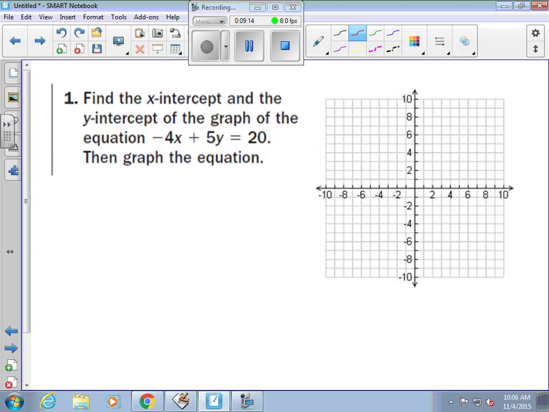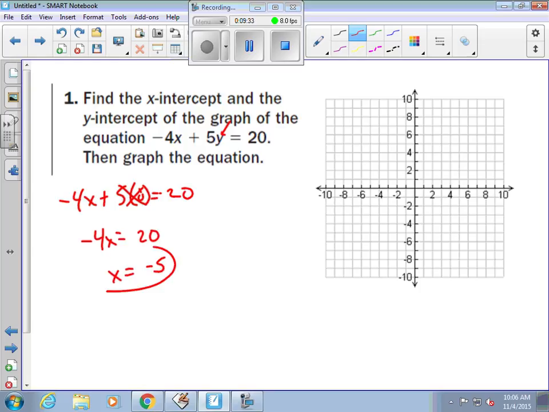On your checkpoint, it says find the x-intercept and y-intercept of the graph. We're going to go quick through this. For your x-intercept, you're plugging in 0 right there. Negative 4x plus 5 times 0 is 20. This part's gone. Negative 4x equals 20. Divide by negative 4. X is negative 5. So at negative 5, it's going to cross through.